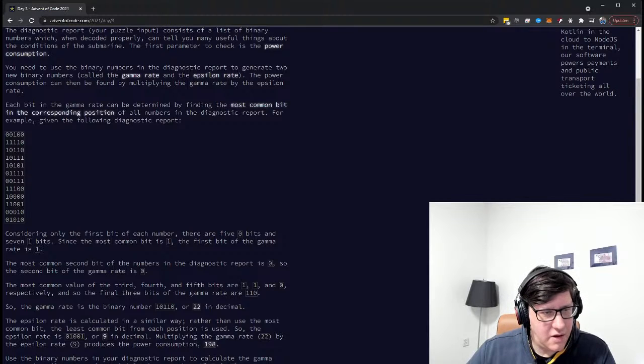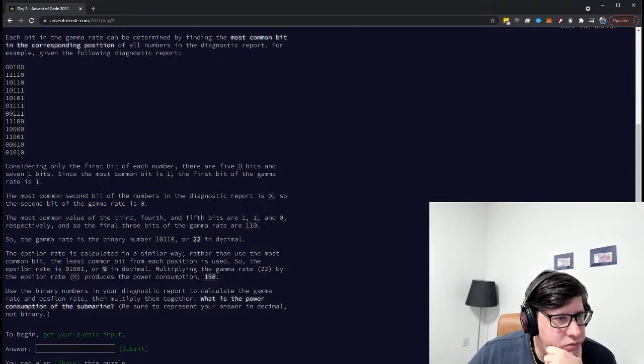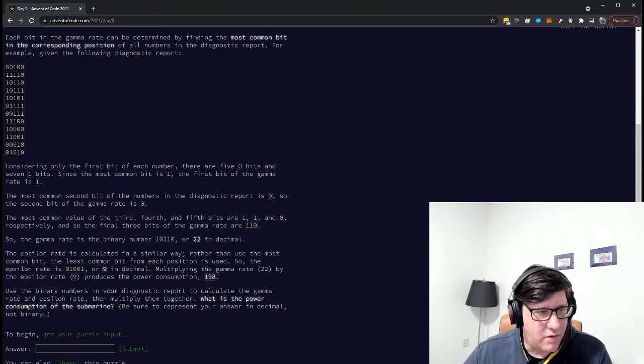The most common second bit, okay, so you count each one in the row and see which one occurs more. The most common value of the third, fourth, and fifth bits are 1, 1, and 0 respectively, so the final 3 bits of the gamma rate are 1, 1, 0. So the gamma rate is the binary number 10110, okay, or 22 in decimal. The epsilon rate is calculated in a similar way. Rather than use the most common bit, the least common bit for each position is used. So that will be the inverse, right? Yeah, it will be the inverse of this.